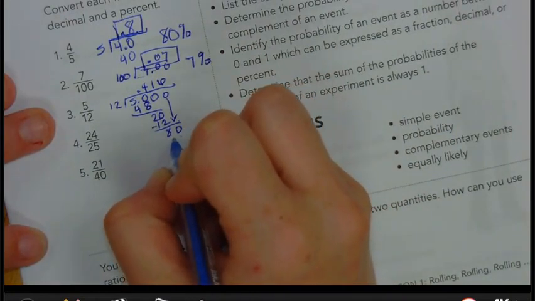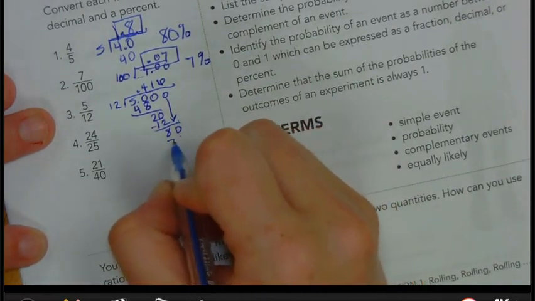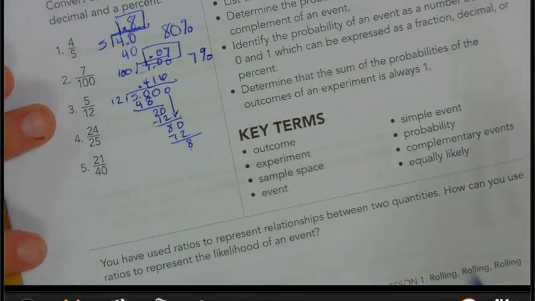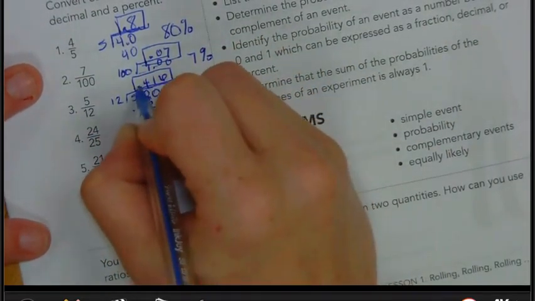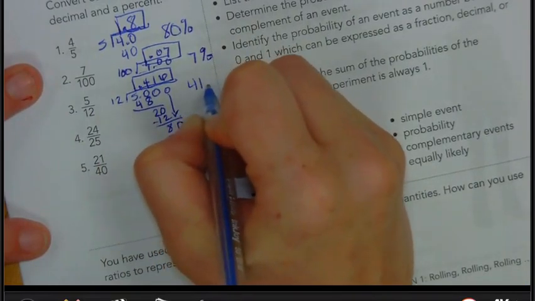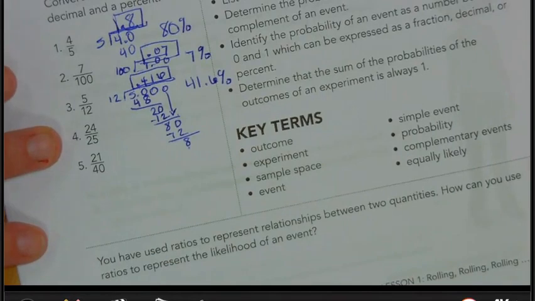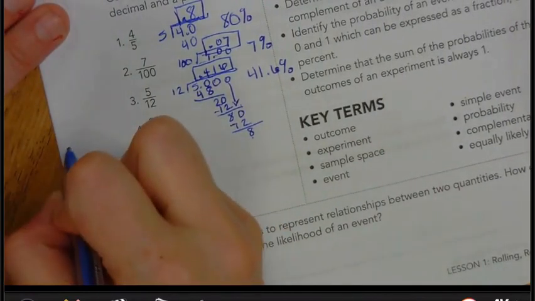And I'm left with, 6 times 12? Let's see, is 72. And then take a look, I'm left with 80. So it looks like the 6 is going to repeat. So I'm going to stop here. I move my decimal 2 times to get 41.6%.